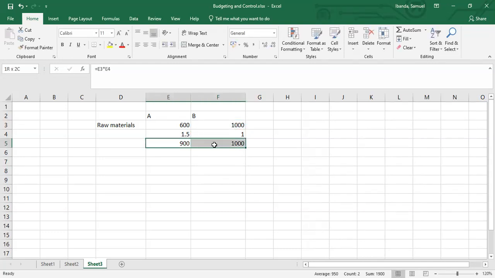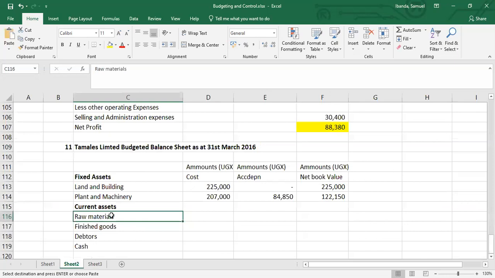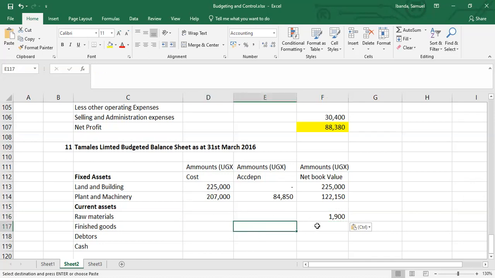So this is the value, the 900 and 1,000. And if I get the total of this, it will get me to 1,900. So within my balance sheet, when it comes to raw materials, I'll put that value. I'll even bring it here to the last point, which is 1,900.